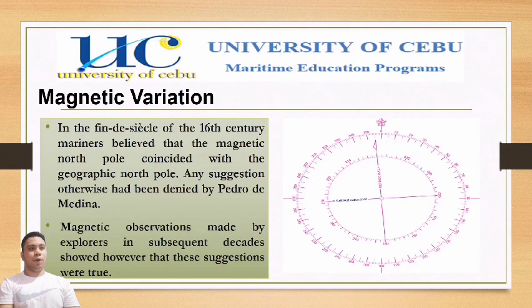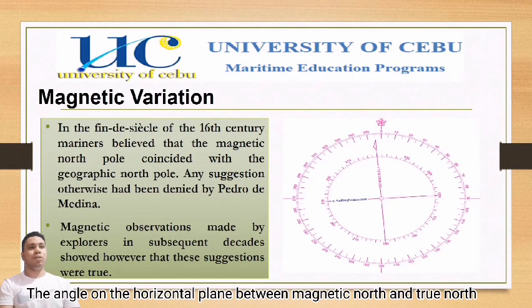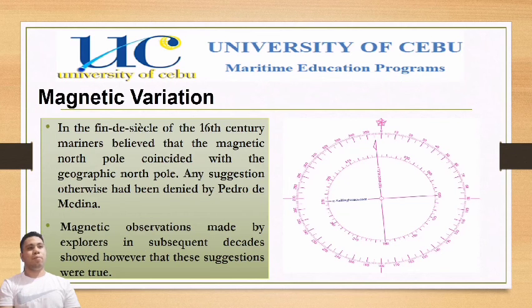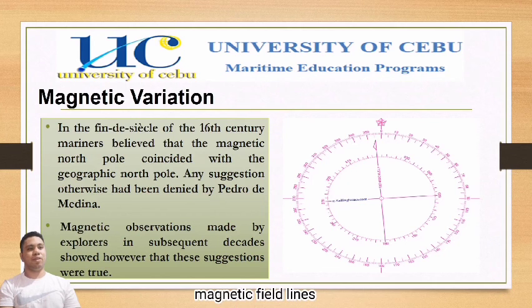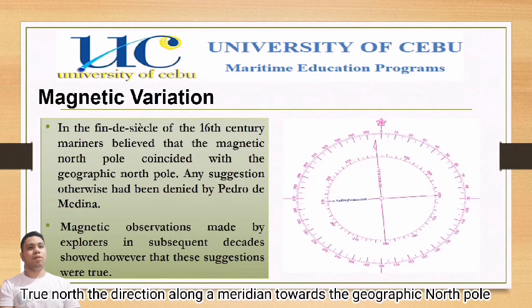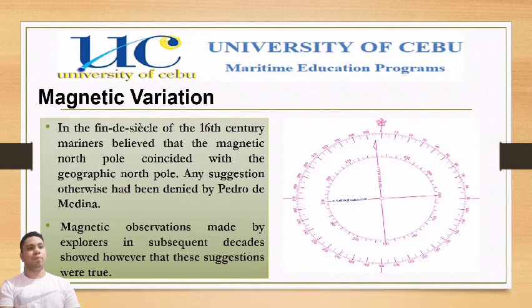Next is magnetic variation. As we all know, magnetic variation or magnetic declination is the angle on the horizontal plane between magnetic north and true north. Magnetic north is the direction the north end of a magnetized compass needle points, corresponding to the direction of the Earth's magnetic field lines. True north is the direction along a meridian towards the geographic North Pole.